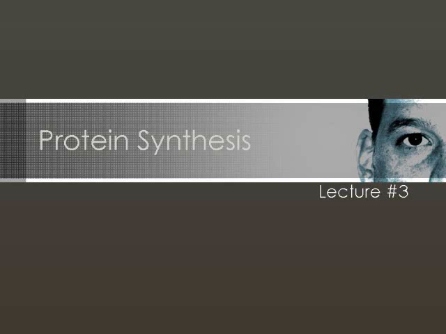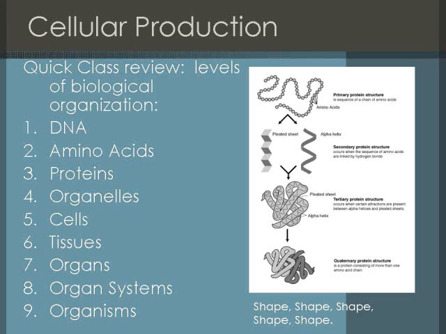This lecture will cover protein synthesis. It will cover from DNA to RNA to protein. Here's a quick overview of cellular production and the levels of organization inside a living organism. Everything starts at DNA. That's step one. DNA is transcribed and then translated, and using amino acids are converted into proteins.